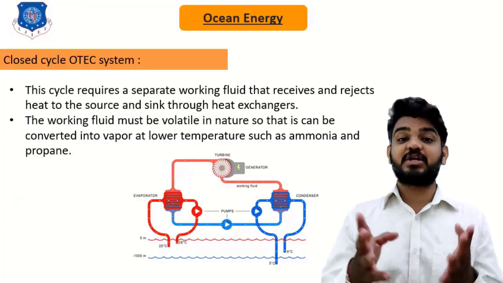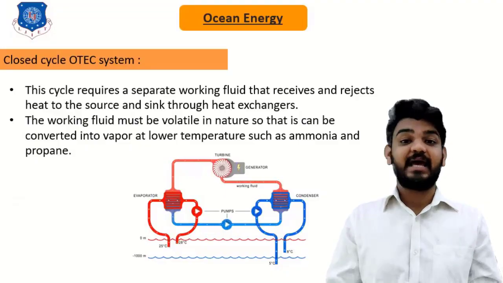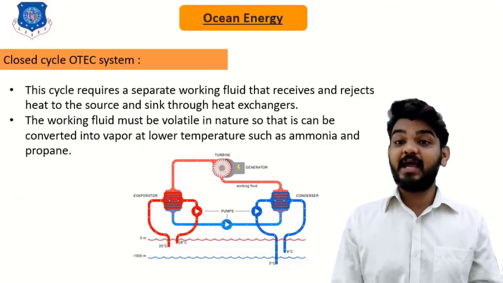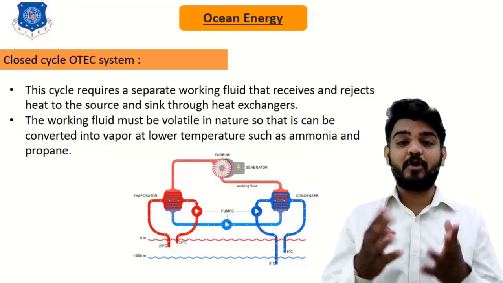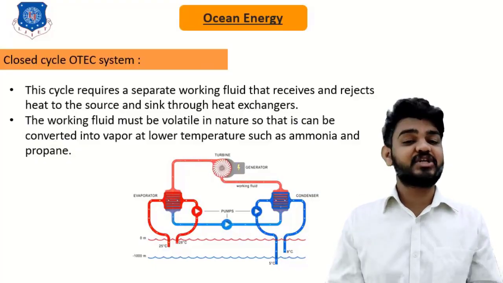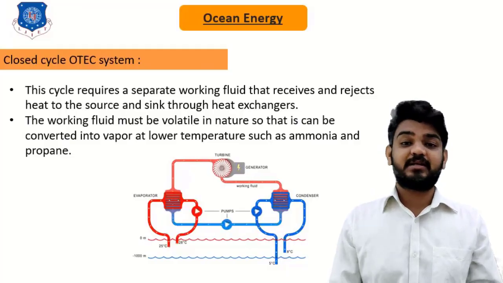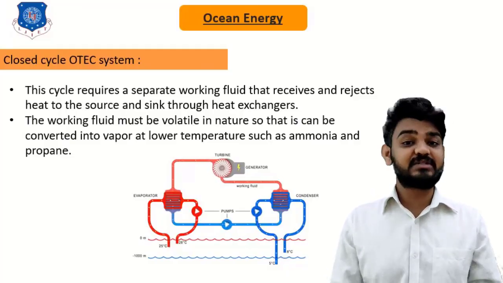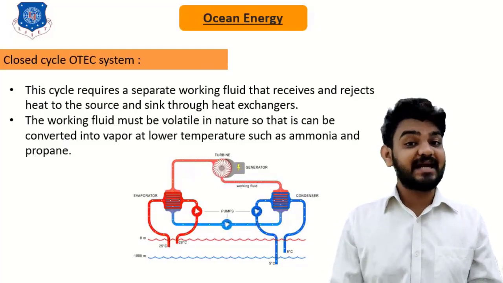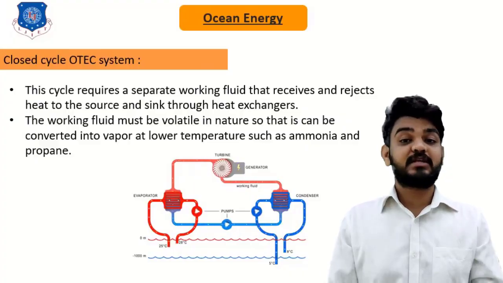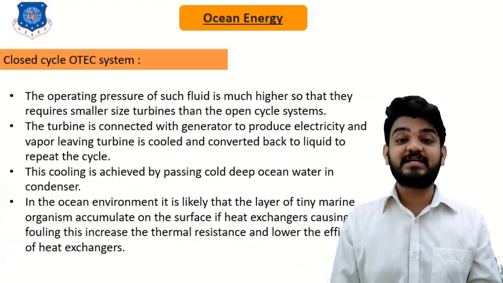Here in this animation, you can see that the warm water of the ocean exchanges heat with ammonia in a typical heat exchanger, so that this ammonia gets converted into vapor form since it is volatile in nature. This vapor of ammonia is then allowed to go to the turbine section, where it drives the turbine and rotates the generator, and the generator produces electricity in the usual manner. So this is how we can produce electricity by means of a closed cycle OTEC system.